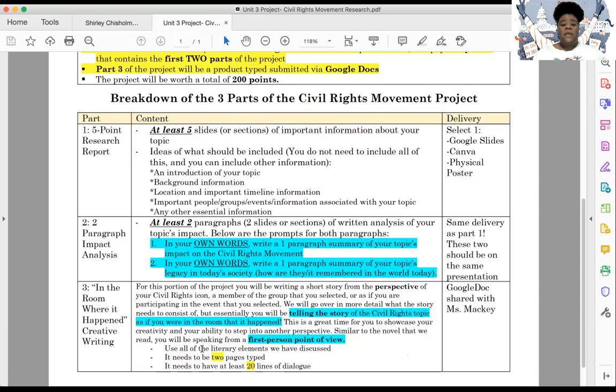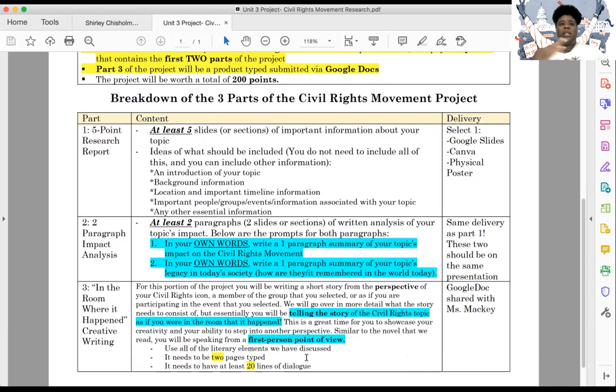Okay. Here are the logistics. Think about all the literary things that we talked about. We talked about conflict. We talked about setting. We talked about characterization. Include all that good stuff in your writing, okay? It needs to be at least 2 pages typed, double spaced, okay? So it sounds intimidating if I say 2 pages, double spaced.